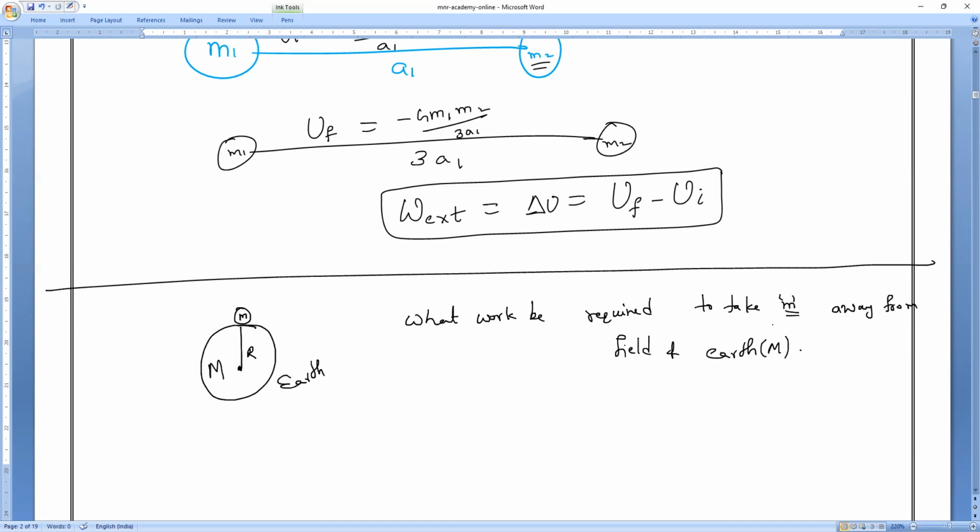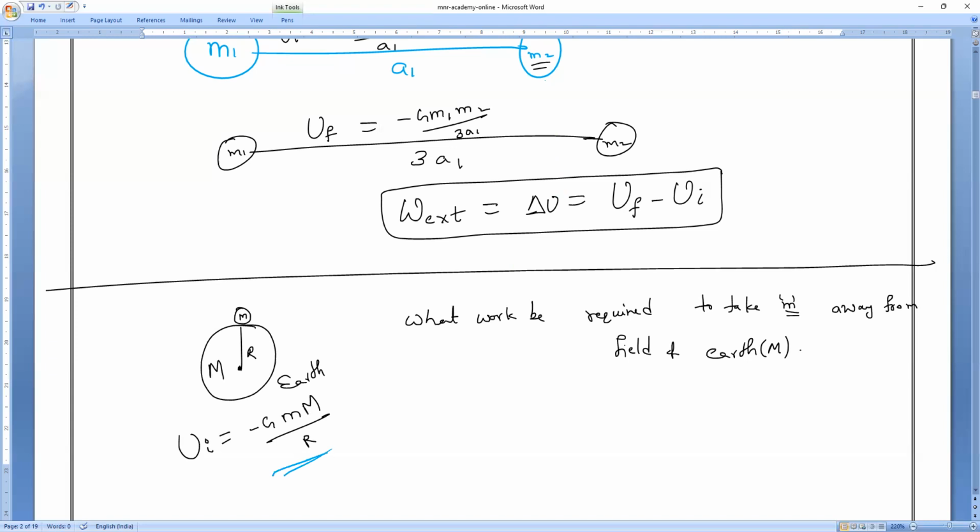Let us see now. Draw it, everybody. So I will teach you. First you understand, later you can make it. So what is the initial potential energy? Initial potential energy is minus G into small m into capital M divided by R. Am I right, guys?